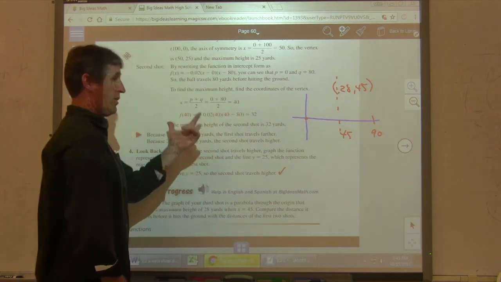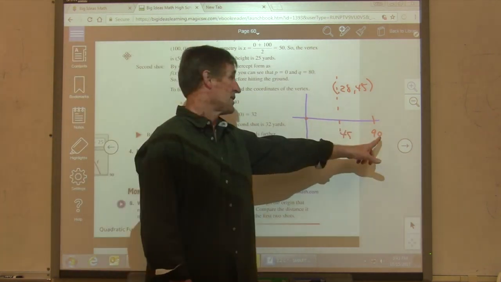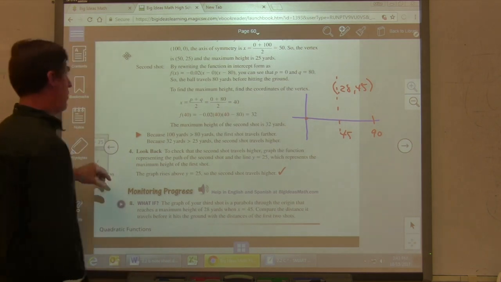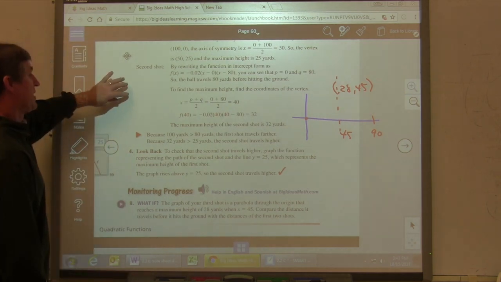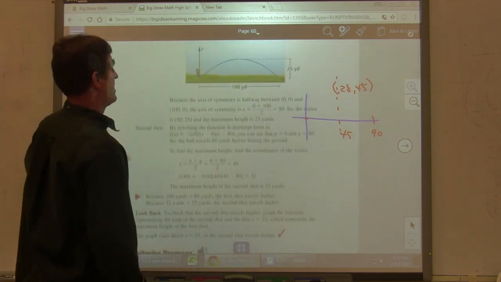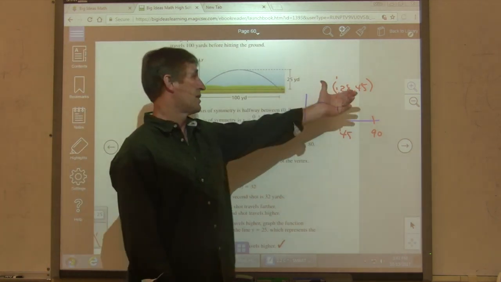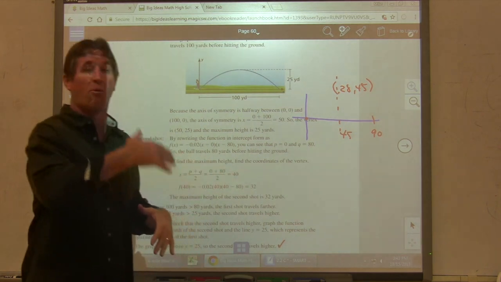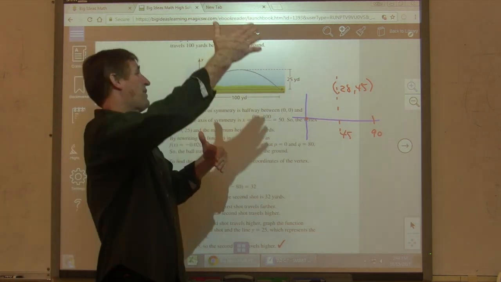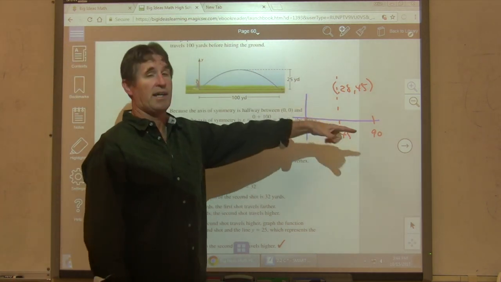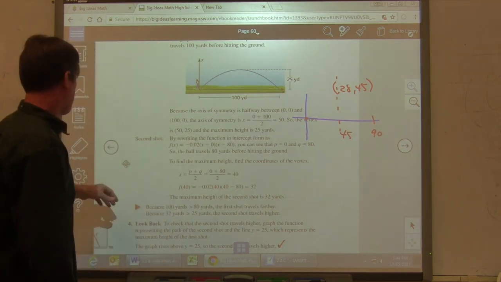The first one was 100, the second one was 80, this one is 90. And we also know, because we know the heights, that the first was at 25, the second was at 32, and this one's at 28. So they've put more loft on it. You can see the more loft they put on it, the shorter the shot gets. And so that's what they want you to see there.